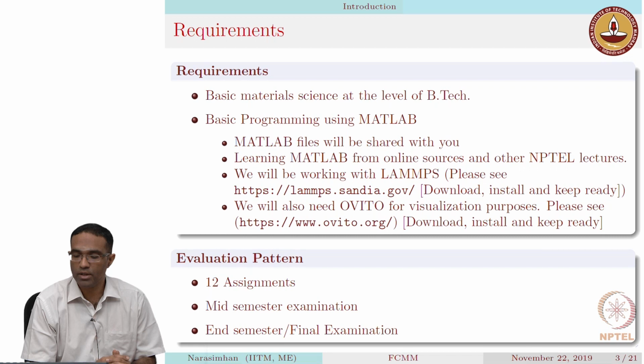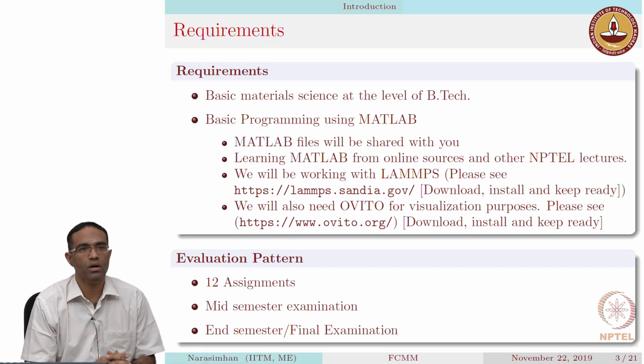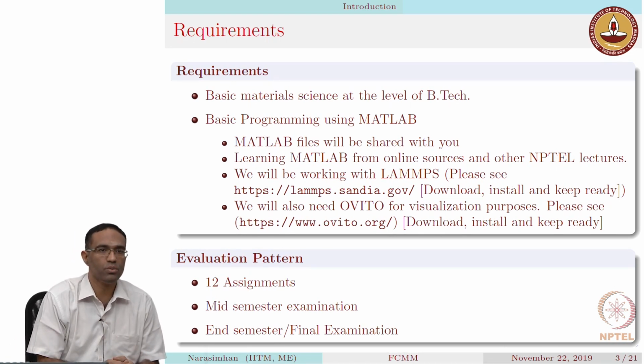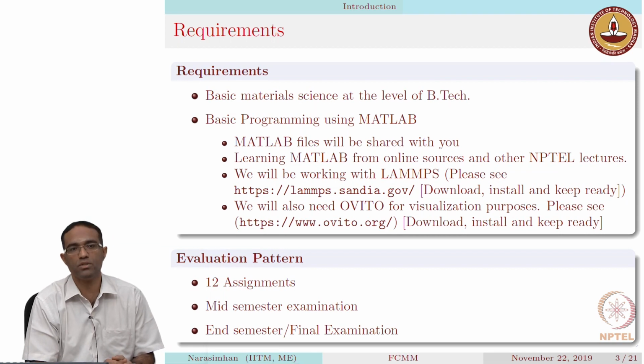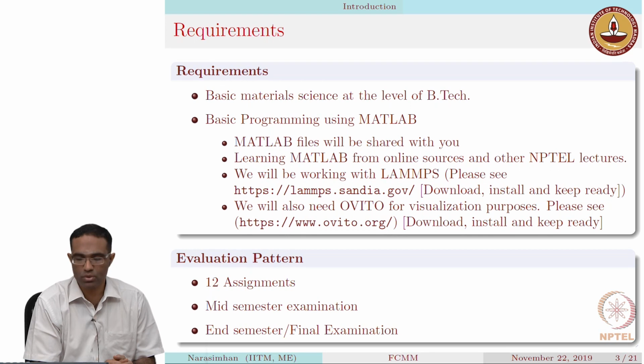In order to visualize the results generated by the LAMMPS code, you will need something called Ovito, which is also freely available. You can simply download and install it on your computer. Please keep it ready. We will not be needing both LAMMPS and Ovito in the first two-thirds of the course, but it is a good idea to have them on your laptops and figure out any issues you have in installing them, so that you would not have any trouble later on in the course.